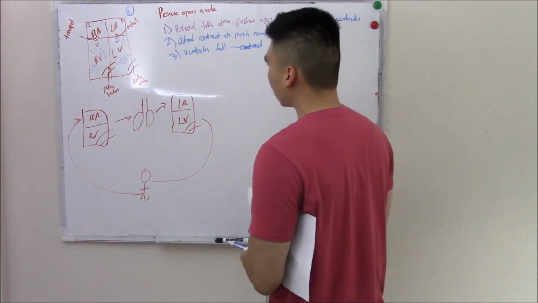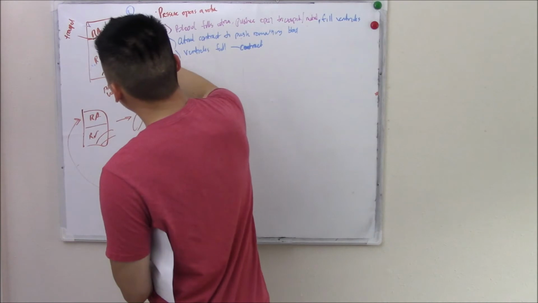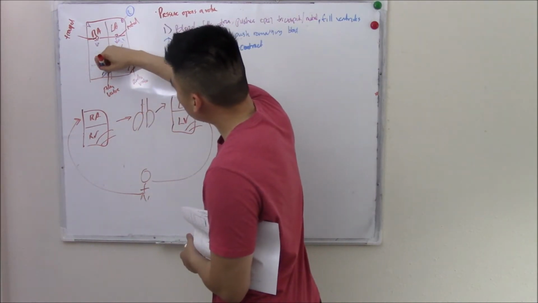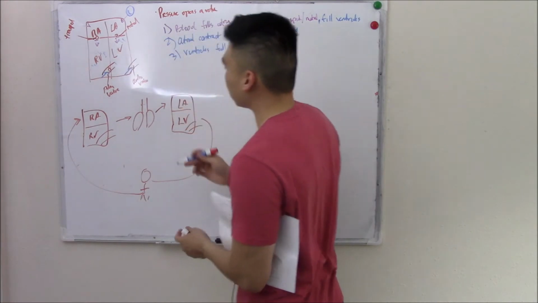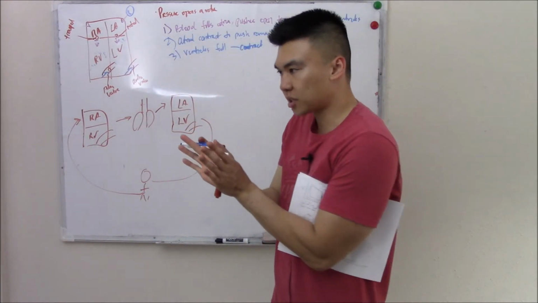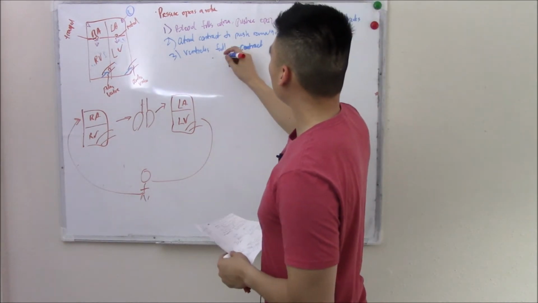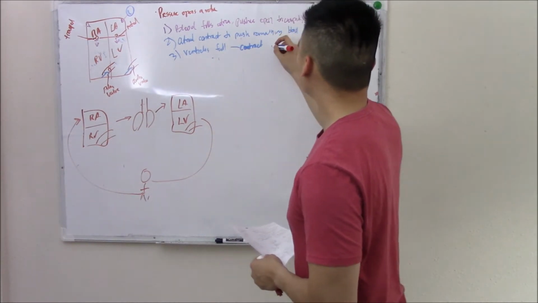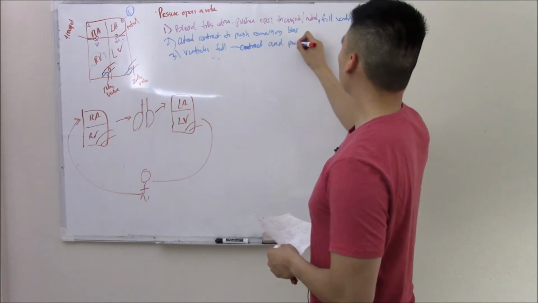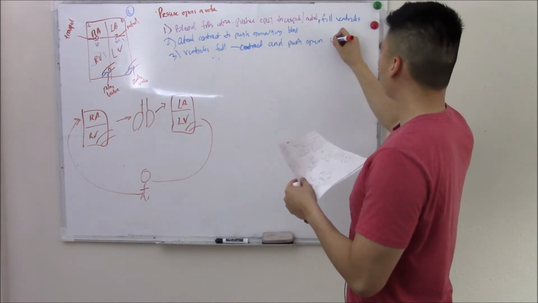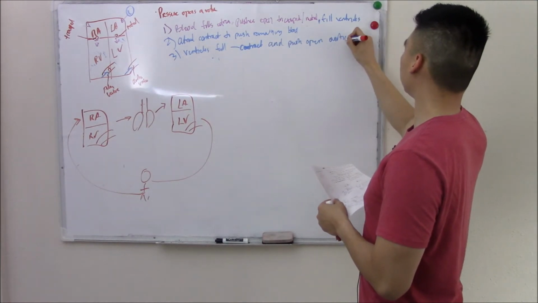And what do you think happens when they contract? Well, when they contract, the blood will push against the pulmonary valve and the aortic valve. They'll push against these valves, push, push, push until they pop the valve open. So, all right, contract and push open the aortic and pulmonary valve.